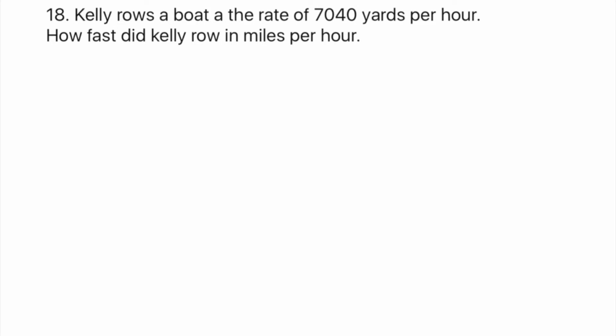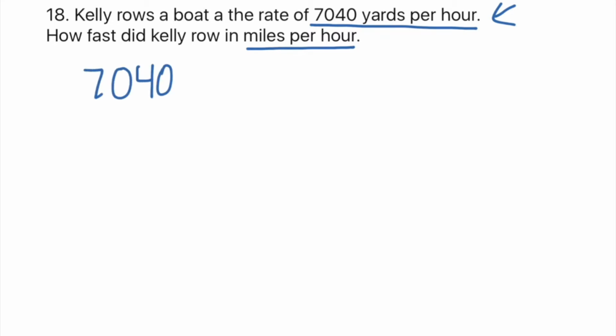Kelly rows a boat at the rate of 7,040 yards per hour. How fast did Kelly row in miles per hour? So they gave us yards per hour, and we need to go to miles per hour. So this is a conversion problem. So remember, we always start with what they gave us. 7,040 yards, and then I see that per 1 hour.